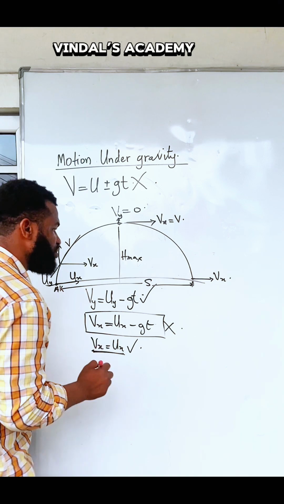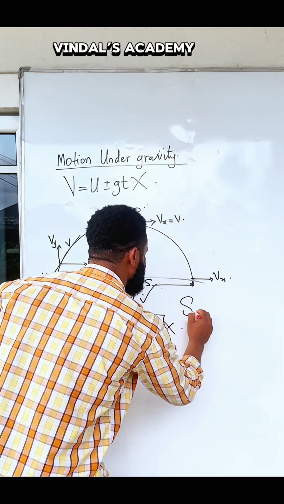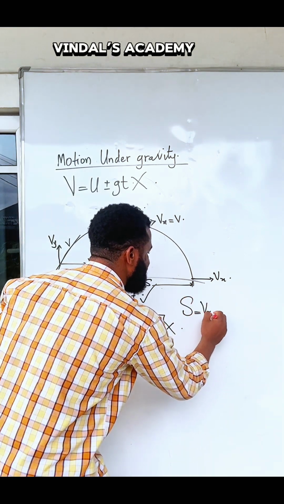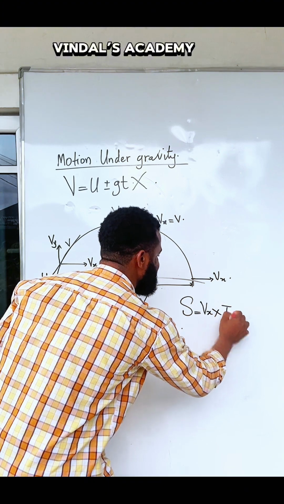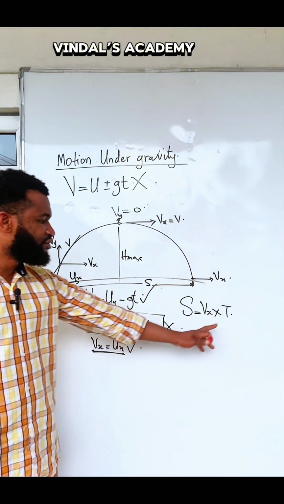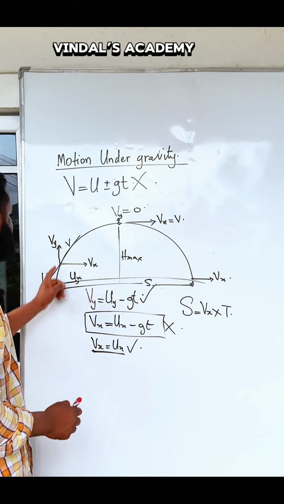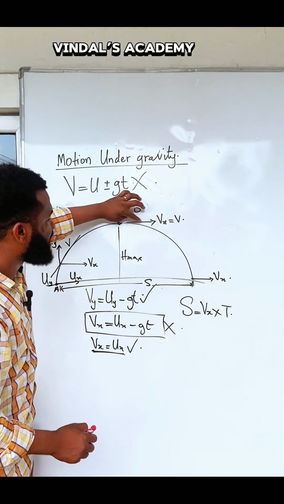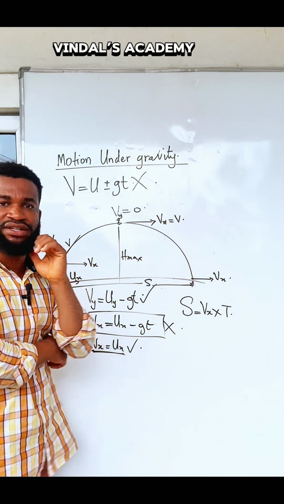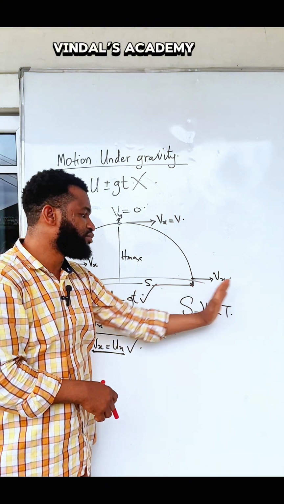In that case, I'm going to say that that distance s is equal to v sub x times what? T. Why do I use capital T? I'm going to use the total time. The total time is the time taken to reach the maximum height plus the time taken to hit the projectile plane again. And that is my total T.